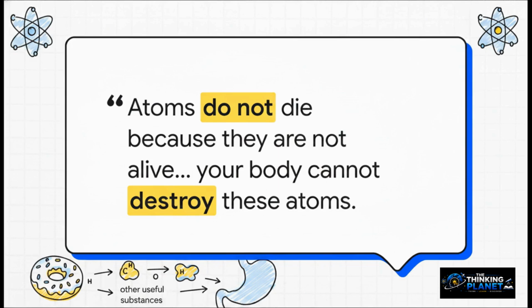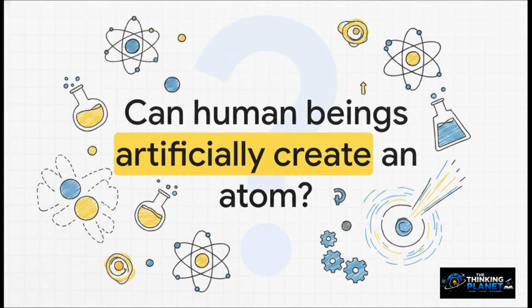Think about eating a sweet treat. When you digest that sugar, your living body converts the carbon, hydrogen, and oxygen atoms into other useful substances. But your body absolutely cannot destroy the underlying atoms themselves. They just change their arrangement. They don't die.